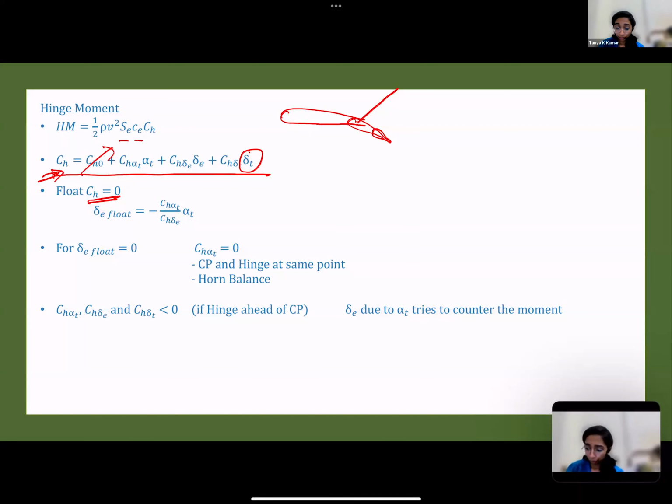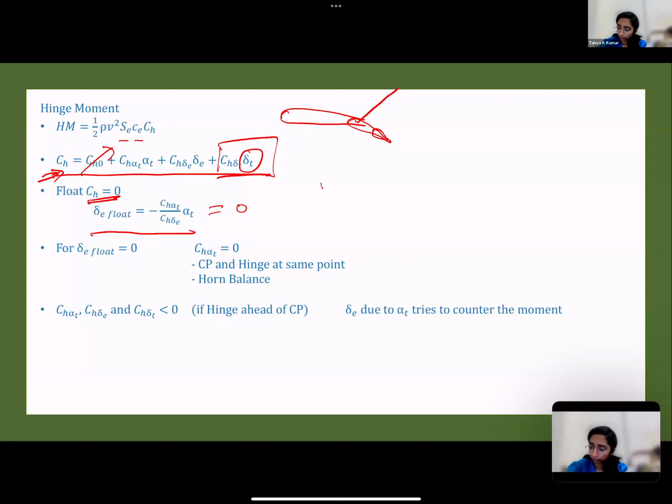And for this case, you get this delta E float equation. So it's just minus CH. However, this is 0. Your CH alpha tail has to be 0. Correct? For your CH alpha tail to be 0, what are the two methods that sir discussed?